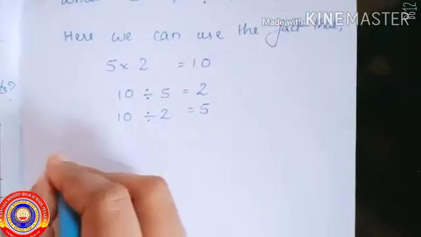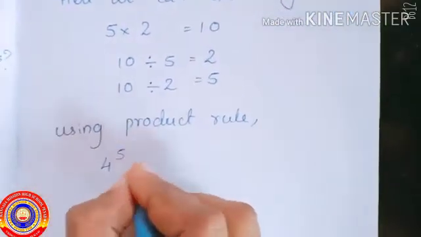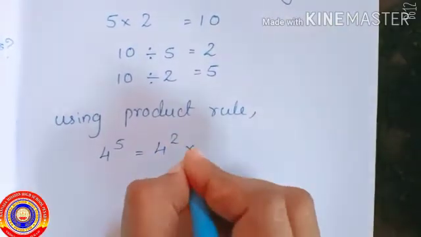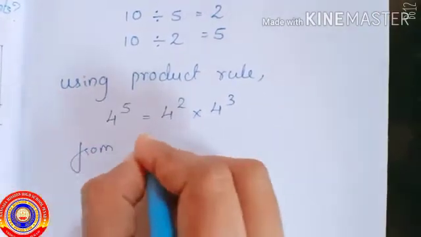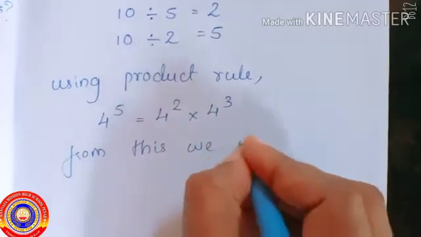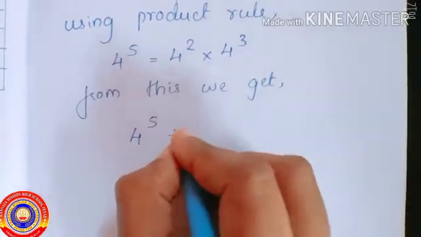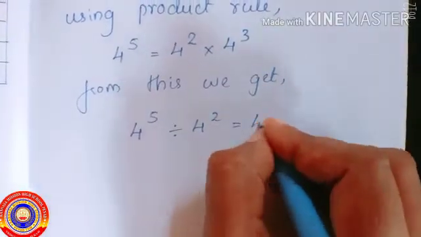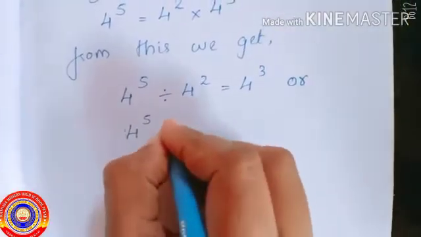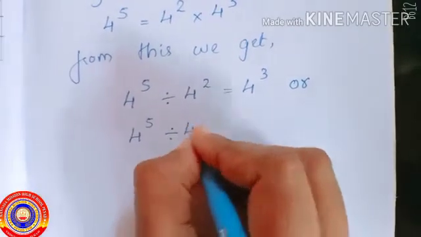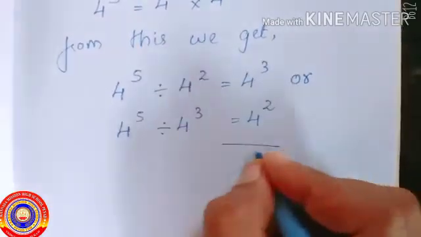Okay. Then using the product rule, 4 raised to 5 is equal to 4 raised to 2 into 4 raised to 3. From this, we get 4 raised to 5 divided by 4 raised to 2 is equal to 4 raised to 3, or 4 raised to 5 divided by 4 raised to 3 is equal to 4 raised to 2. Let's do one more example.